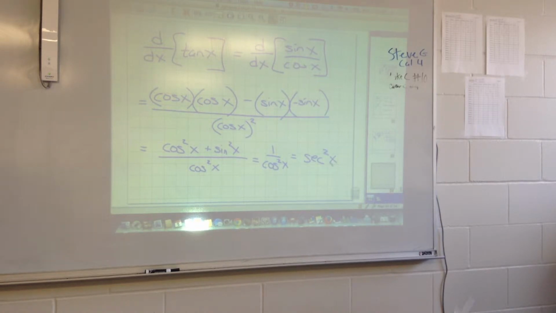So now we got three derivatives of the six. The derivative of sine is cosine. The derivative of cosine is the opposite of sine, or negative sine. And the derivative of tangent is secant squared. Okay? We still have the derivative of cosecant, secant, and cotangent left to do.